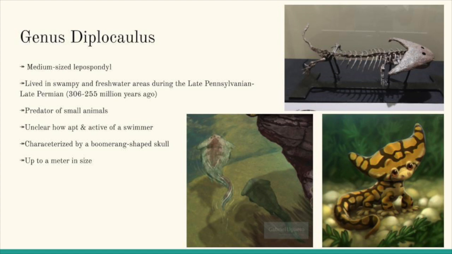Diplocaulus was a predator of small animals, and, because it was an early amphibian, it is unclear how apt and active of a swimmer members of this genus were.